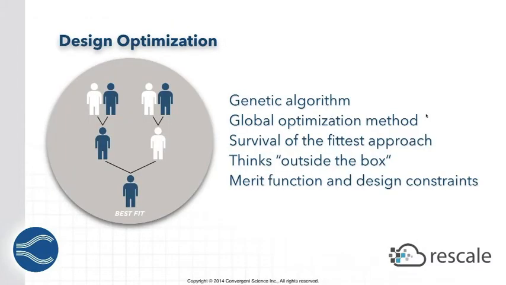Converge also comes with a genetic design optimization tool. This tool utilizes a genetic algorithm with merit and design constraints to effectively think outside the box. This survival of the fittest approach achieves the best fit solution based upon the user's input and merit functions.